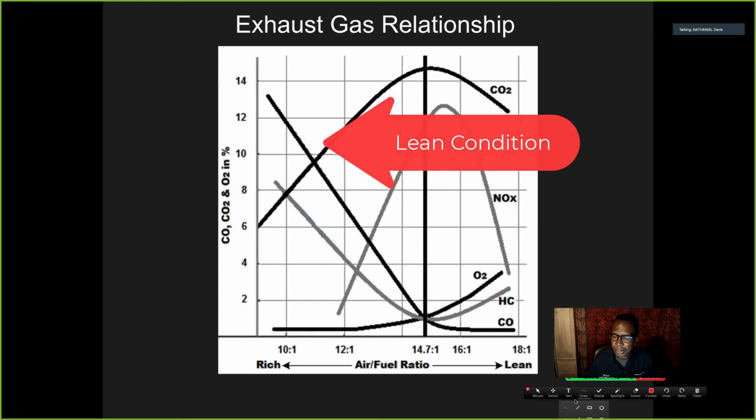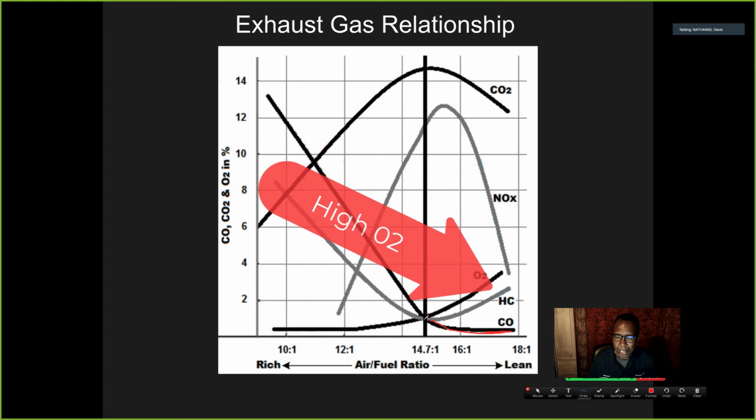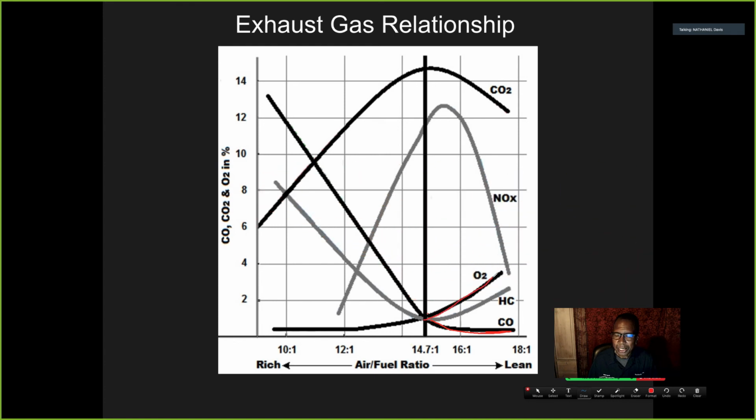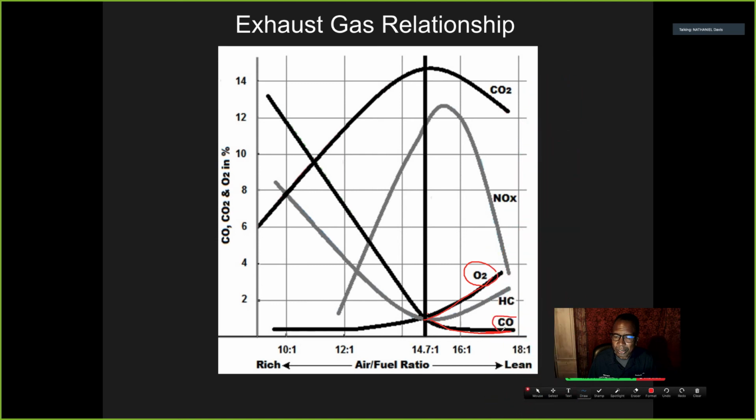Now on the other side of the chart, look at this. On that lean running car, CO is low, but O2 is high. So in this case, we have high O2, low CO, an indication of a lean running car. But when it starts to get lean, HCs also start to go up because they're going to start to miss, or you're going to have insufficient combustion because there's too much air and not enough fuel. And they're going to start to misfire. So HCs start to go up.